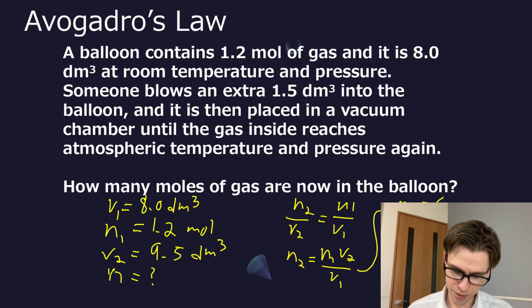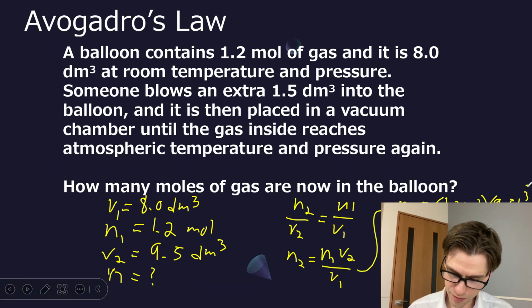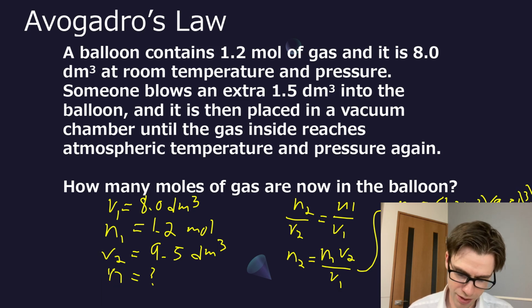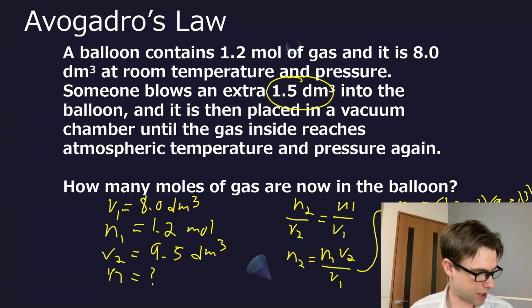Okay, put the numbers in. 1.2 mole multiplied by V2, 9.5 decimeters cubed, divided by V1, it was 8.0 at the beginning. So our decimeters cubed units will cancel out. We'll be left with a new number of moles. Put that in the calculator. You should get 1.425, but we need to have two significant figures max, so it's about 1.4 moles.